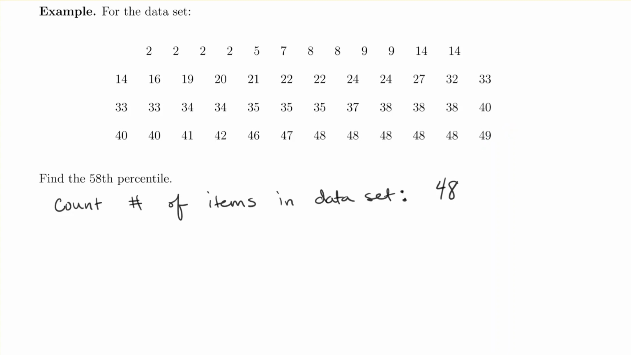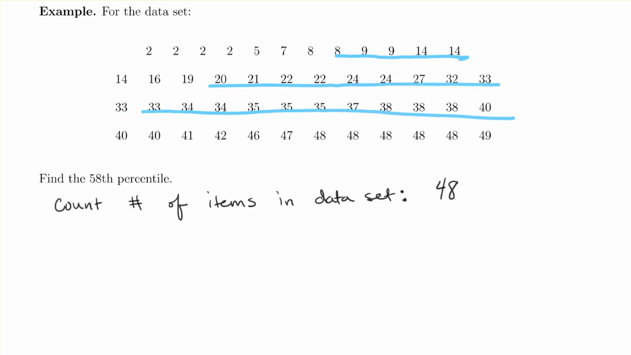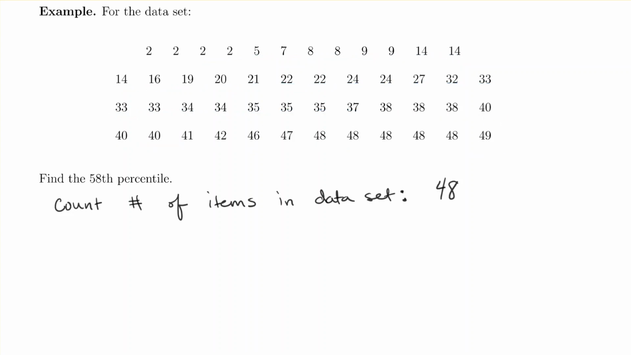Now to find the 58th percentile, I want to say of the 48 items, what item in the ordered list is larger than 58% of the values in the list? And as you look at the list, let's just verify that it's in order: 2, 2, 5, 7, 8, 9, 9, 14, 14, 14, 16, 19, 20. It looks to be in order just glancing through. It's progressing from least to greatest. So this is an ordered list. If the list was not in order, I would have to write it in order, but we don't have to rewrite it in this case since it's already presented correctly.